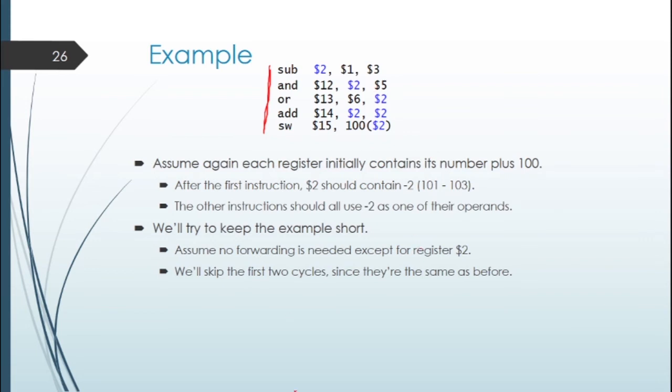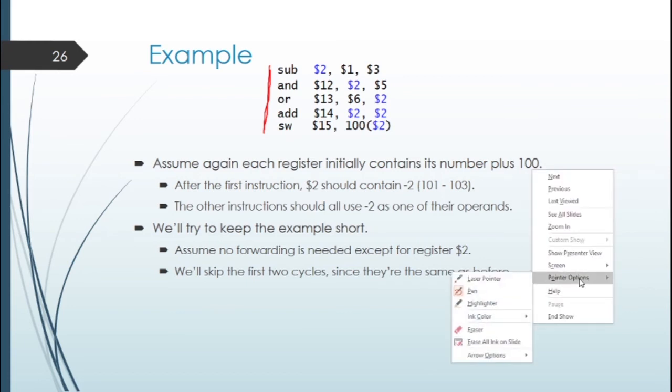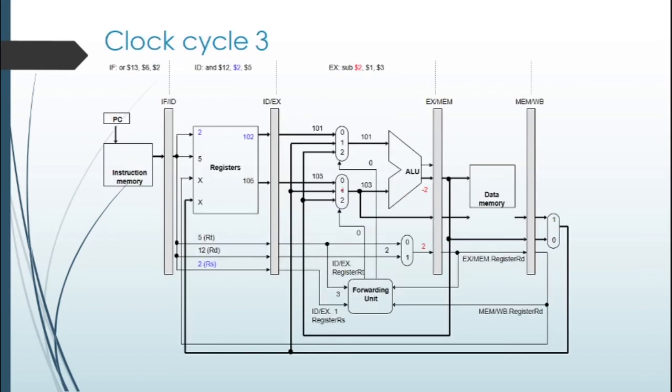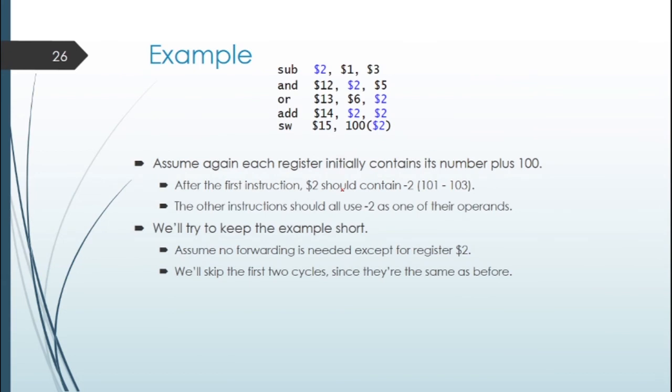The other instructions should all use the -2, because that -2 is the result that is needed, not the previous one, which was 102. So this is something that we need. We don't have memory access that is needed, but if we had, we could use the same. And we also skip the first two cycles because they are the same.